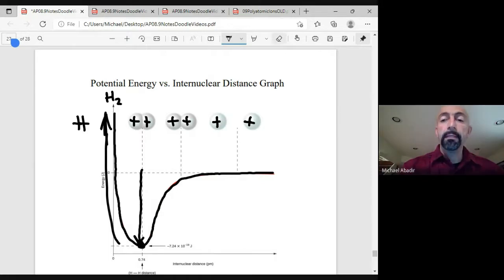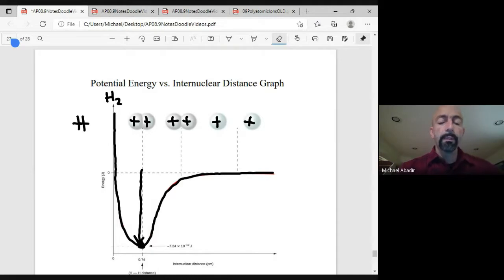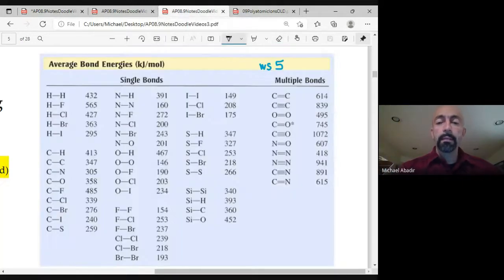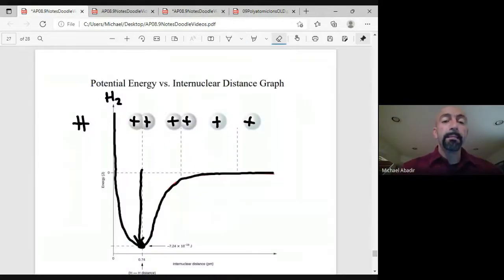So we found the perfect spot to be right where we labeled the bottom of the graph, and that distance is going to be the bond energy. If we take a look at this bond energy table, and we look for hydrogen H2, we see that there are 432 kilojoules per mole for the bond energy, then that's how much energy it would take to break this bond, 432 kilojoules per mole.